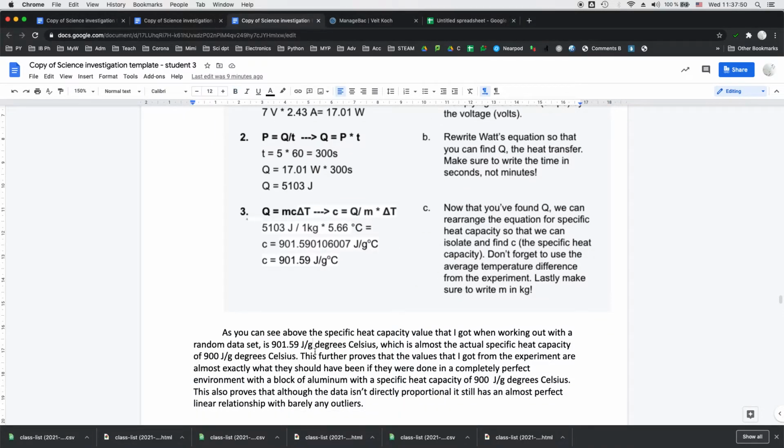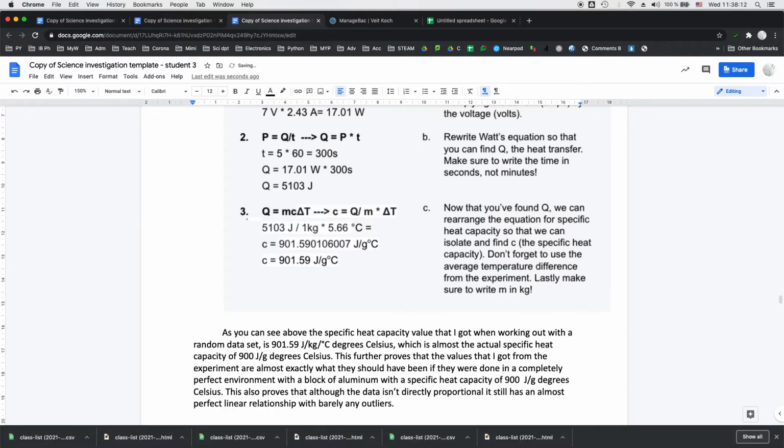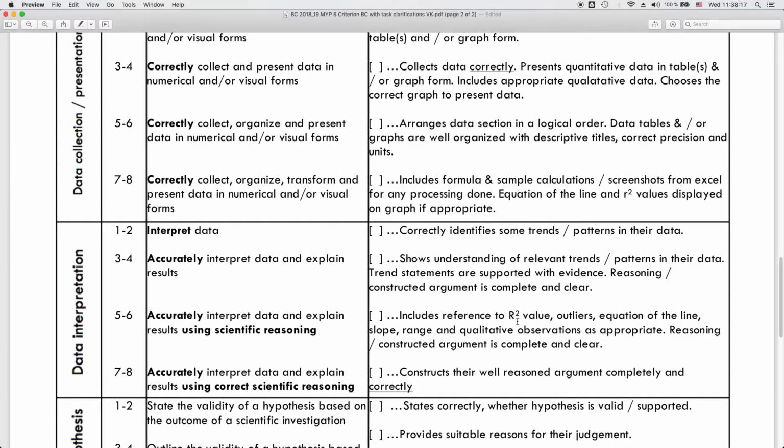Just one minor thing would be, it shouldn't be joules per gram, but it should be joules per gram per degree Celsius, or actually, I think this should even be in joules per kilograms per degree Celsius. You could even write it like this. All right. Nevertheless, this actually ticks a lot of boxes. So I would say that this will be in the 7 to 8 range.